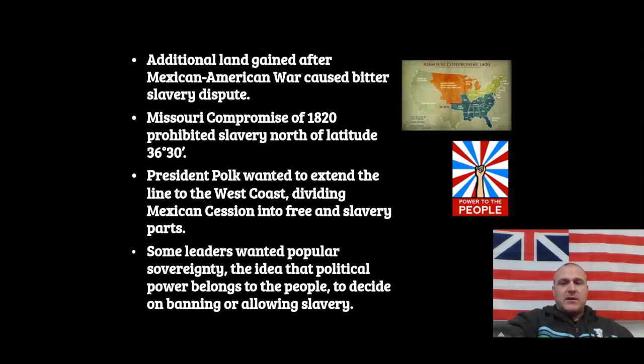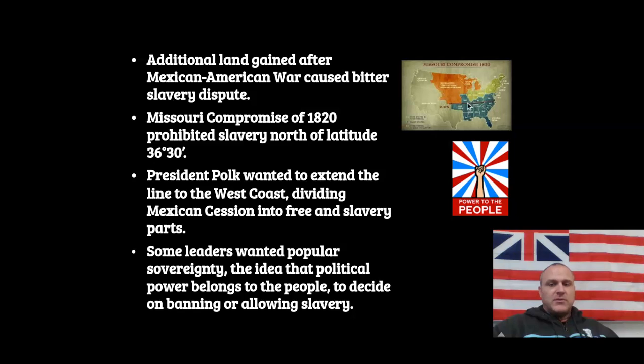Now, in this picture right here, you can see the little red line going across. That's our slavery scar. That's the result of the Compromise of 1820, the Missouri Compromise. Missouri came in as a slave state. Maine came in as a free state.